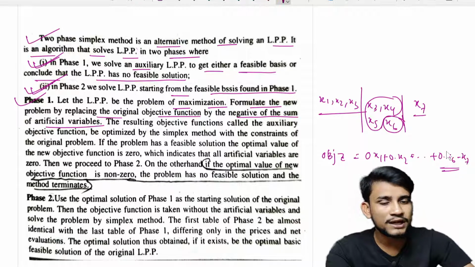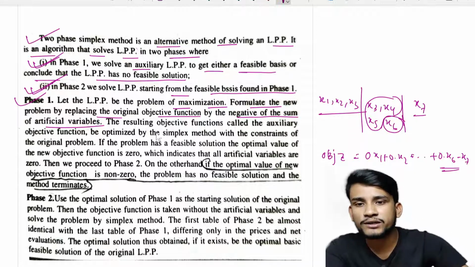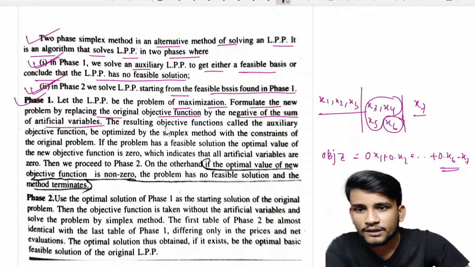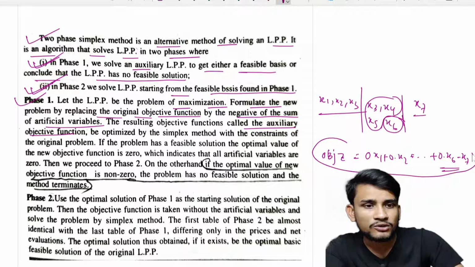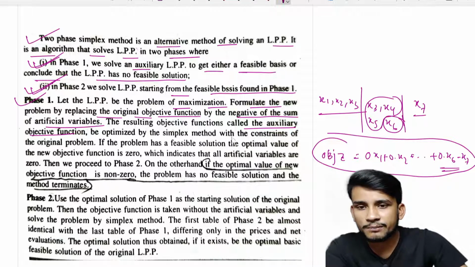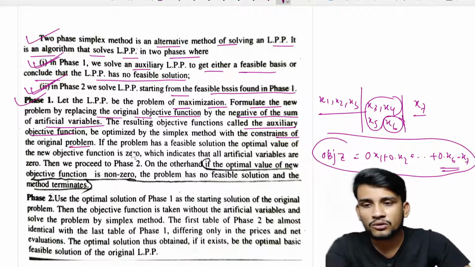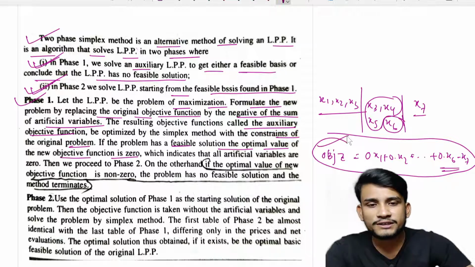This is known as the auxiliary objective function, obtained by replacing the original one. It is optimized by the simplex method with the constraints of the original problem. If the problem has a feasible solution, the optimal value of the new objective function is 0. That is, the value of the artificial variable x7 must also be 0.